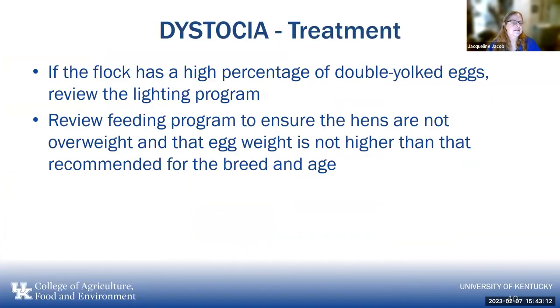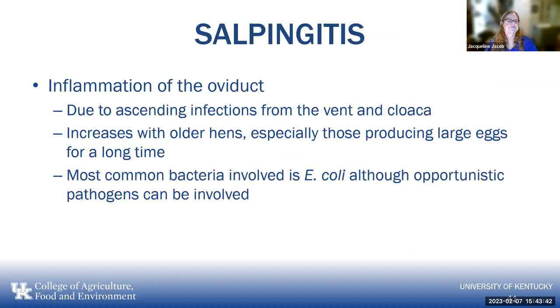If the flock has a high percentage of double yolked eggs, it's important to review the lighting program. You may be able to reduce egg production or reduce the size of the eggs, but most of that is controlled by the feeding program. So you might want to change the nutrition of the hens, especially if they're overweight or the egg is higher than recommended for that breed and age, to try and prevent it from happening again.